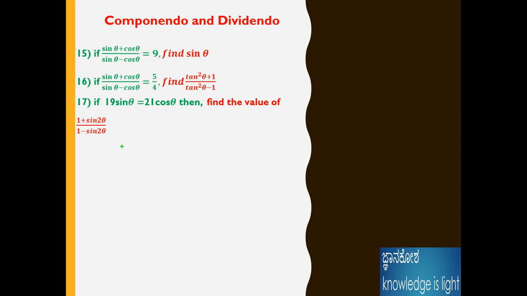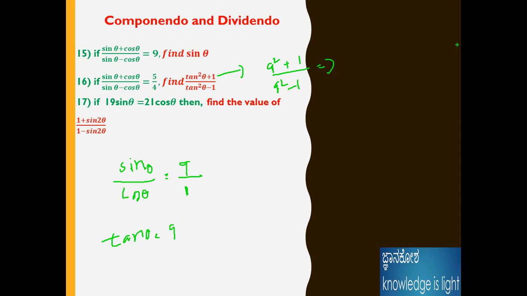Okay, sin theta by cos theta is equal to 5 by 4 is the given thing, and 5 minus 4 is the 1. Therefore now we shifted to tan theta is equal to 9. Okay, tan theta is equal to 9. Fine, here the question is given as tan square, so I directly wrote 9 square plus 1 over 9 square minus 1. Therefore the answer should be 81 plus 1, 82, over 81 minus 1, 80, is the answer for this question. Like that we can easily solve this kind of question.